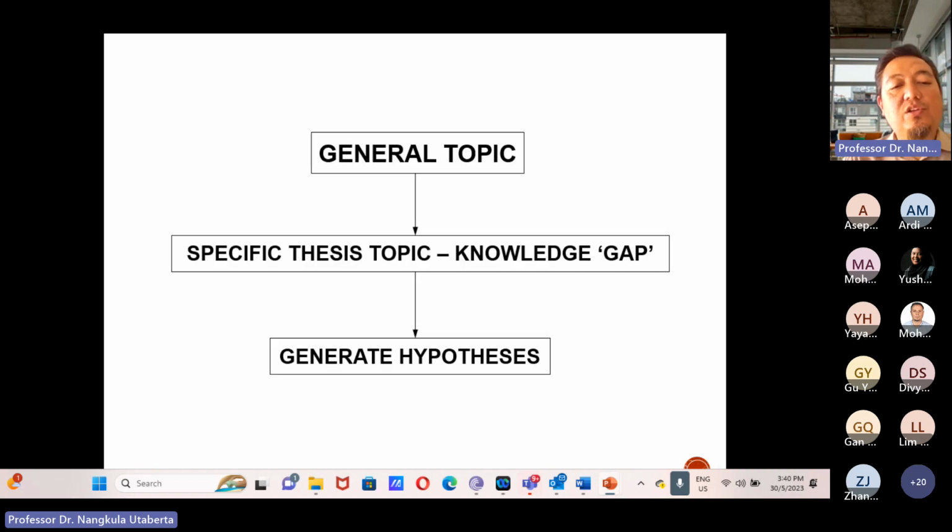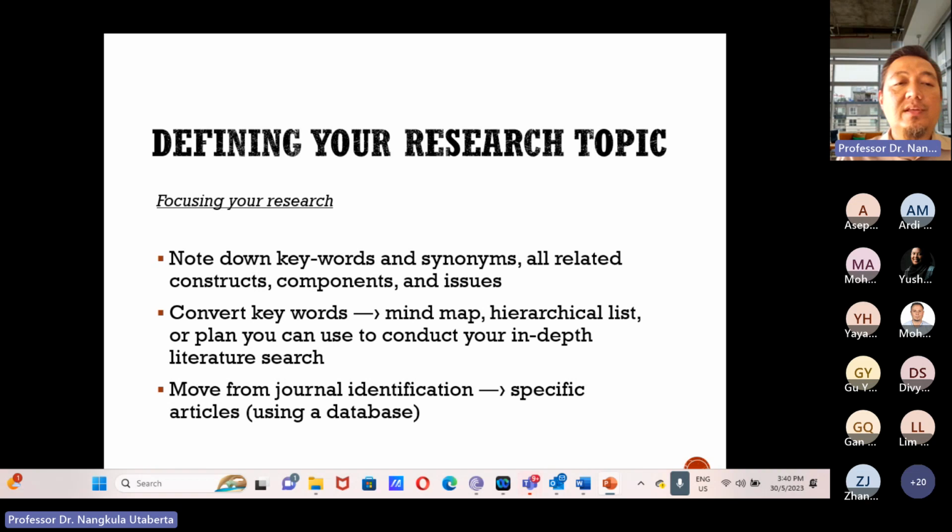So with general topics, you might think about knowledge gaps. Some research starts from a hypothesis. Some might not, but if you don't have a hypothesis, at least you have some expected outcome. What do you expect to achieve with this research? I think that's very important. Without that, you will have a problem when you want to pursue the research in the future. Defining your research topic, focusing your research.